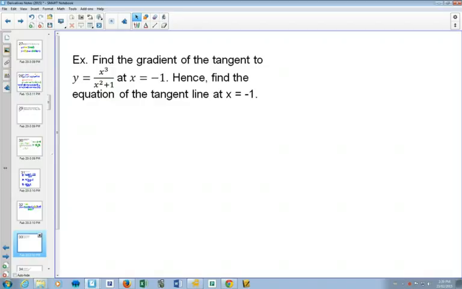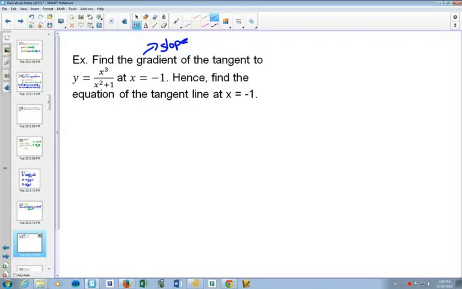So we're going to find the gradient. Gradient is another word for slope. So we want to find the slope of the tangent to this equation at x equals minus 1.